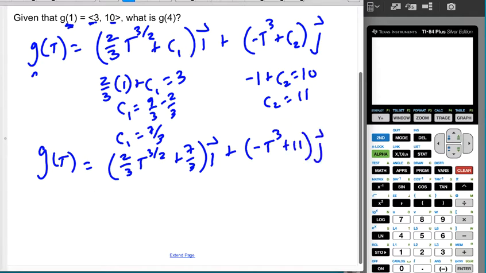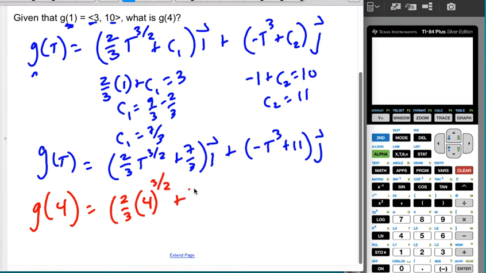And then I was asked for g of 4, so my g of 4 is going to be a 2/3 times a 4 to the 3/2, which we'll get to in a sec, because you should be able to do that, even though I'm sure you're not loving it, in the i direction. And then this would be a negative 64 plus 11 in the j direction, right?